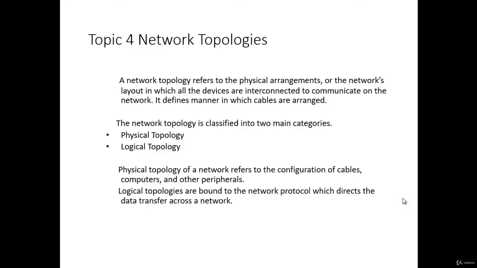The network topology is classified into two main categories: physical topology and logical topology. Physical topology of a network refers to the configuration of cables, computers, and other peripherals. Logical topologies are bound to the network protocol which directs the data transfer across the network.